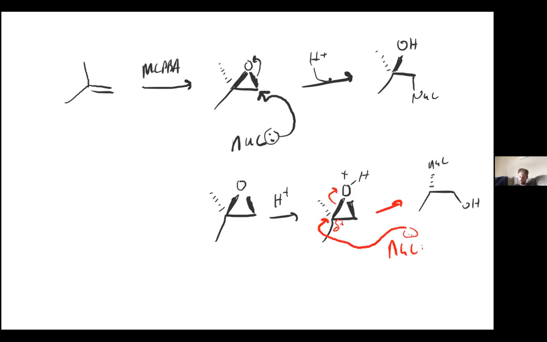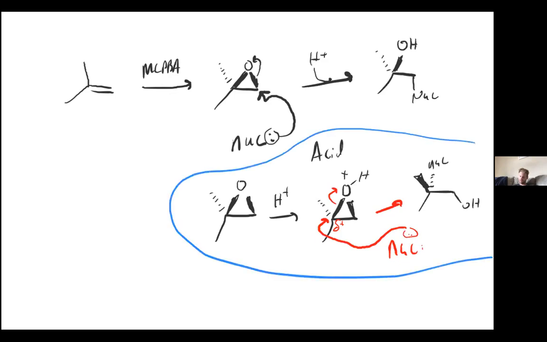And we'll do a bunch of actual examples in a second, just to give you a concept of what's going to happen when we have acid. We're going to be opening on the more substituted center. When we don't have any acid, we're going to be opening on this less substituted center. So let's do a specific example.